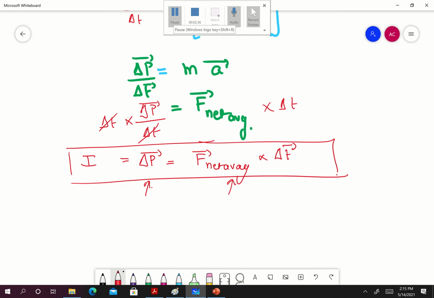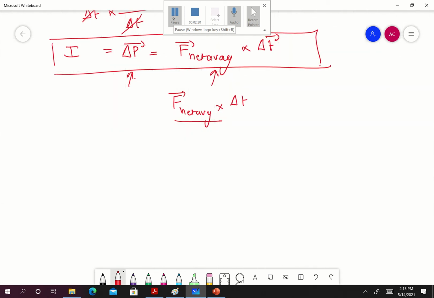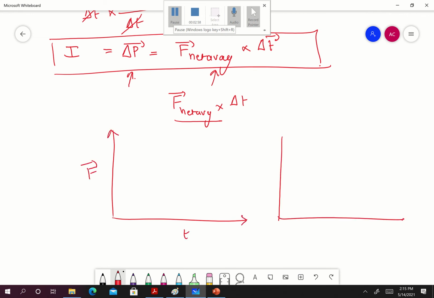Now this is one of the formulas. You can say, oh hang on, you wrote the formula as F net average times delta t. But all the time you won't be given the net force, so that's why it is better to remember it as the area under the graph. So I'll show you two force time graphs. This is force, this is time. If the graph looks like a horizontal line, it means the net force is not changing, it's constant throughout the given amount of time. So I can use this direct formula.